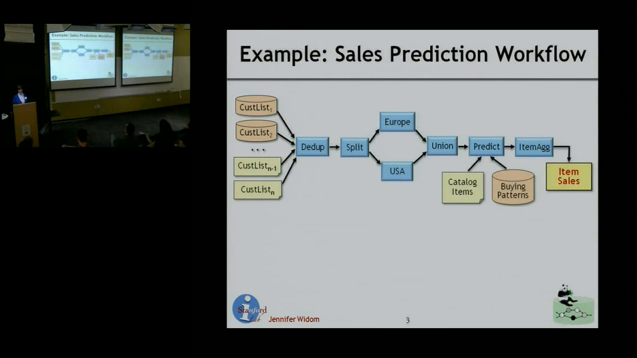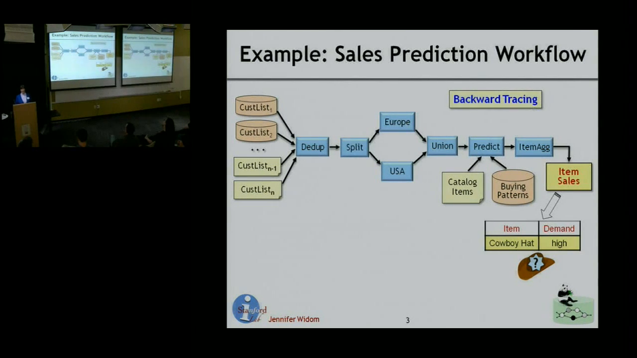Okay? And after we run this on our customer list, we discover that we expect to sell a lot of cowboy hats. So I'm the analyst. I've run this workflow, and I'm pretty surprised that I'm going to sell a lot of cowboy hats, because that's not my customer profile. That's not my demographic. This is where provenance comes into play. If I just ran the workflow, finished it, and had my output data with everything thrown away, I couldn't figure out anything about why I have cowboy hats. So now I'm going to use provenance to trace backwards and see what happened. I will do backward tracing.